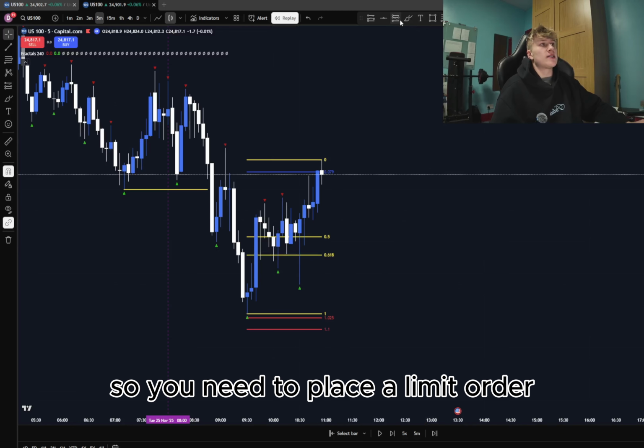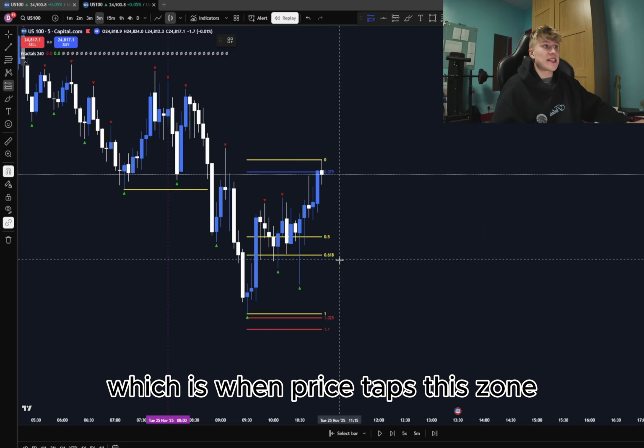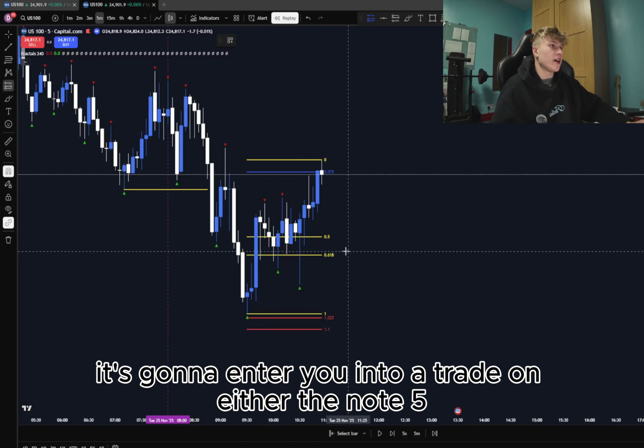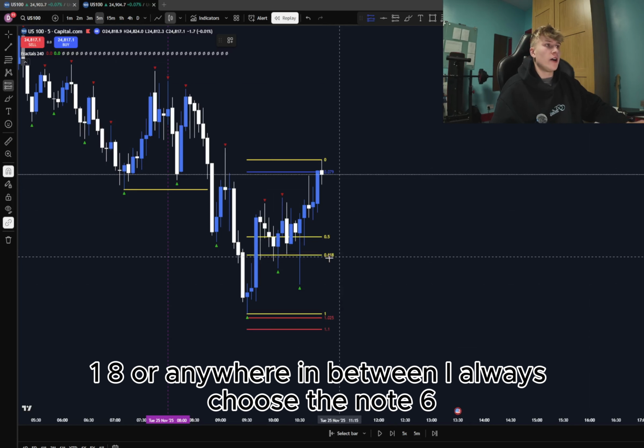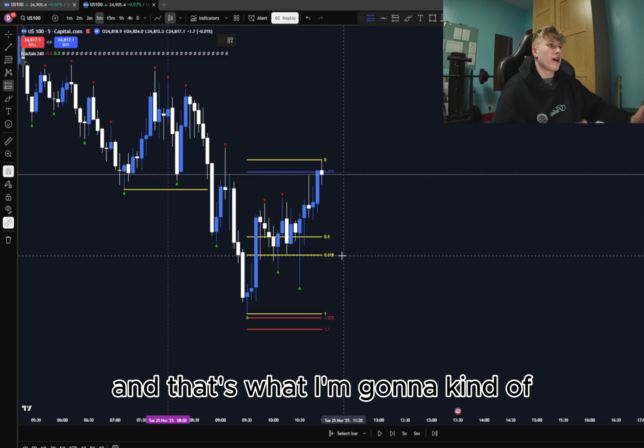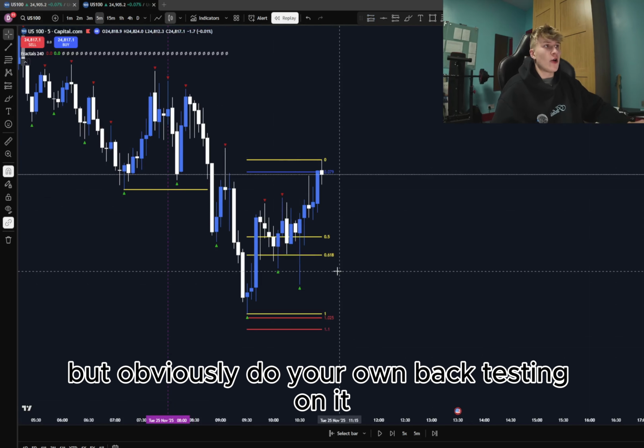So you need to place a limit order, which is when price taps this zone, it's going to enter you into a trade on either the 0.5, the 0.618, or anywhere in between. I always choose the 0.618, and that's what I'm going to advise you guys to do, but obviously do your own back testing on it.